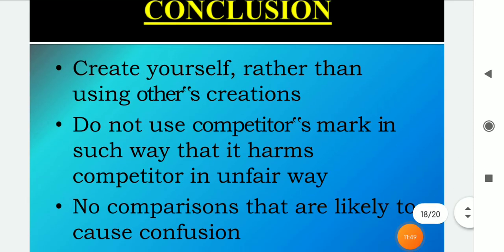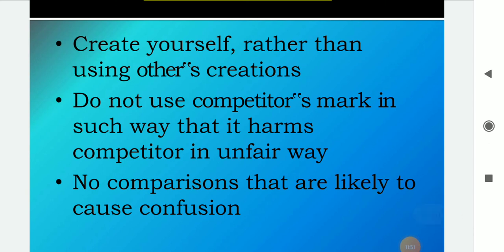Then the conclusion is to create yourselves rather than using other creations. I already told, intellectual property means the intangible property that is the result of creativity. Intellect means, or intellectual means relating to the intellect. Therefore, create yourself rather than using other creations.